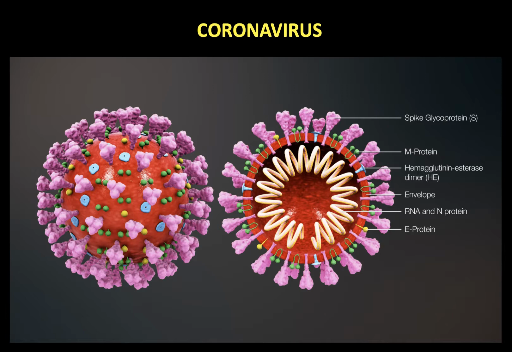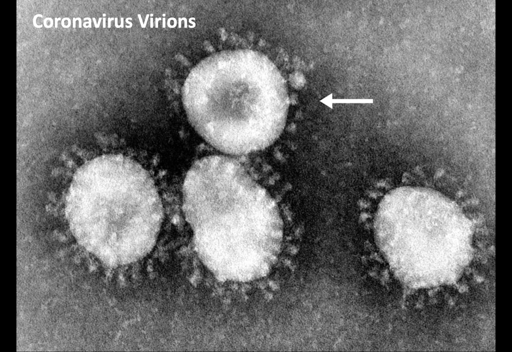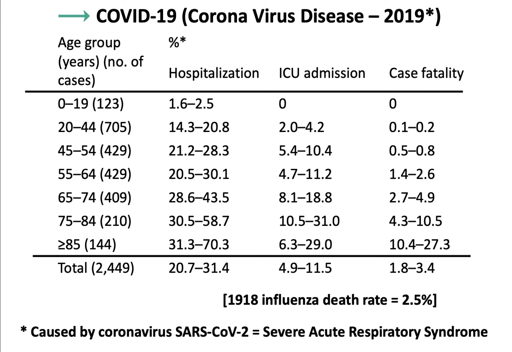These have large genomes for RNA viruses, about 30,000 nucleotides or so. This is a transmission electron micrograph of some of the virions, where you can clearly see some of the spike proteins sticking out of the virion. Here's a recent table for this coronavirus, which is the SARS-CoV-2 virus that causes the COVID-19 disease.